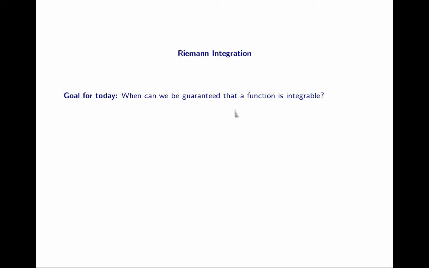Hello everyone, let's analyze. So in the previous lecture, you should have seen an animation of what it means to be Riemann integrable. And it really is a matter of summing rectangular areas. So our goal for today is, when can we be guaranteed that a function is integrable, other than just when it satisfies the definition of Riemann integrability?